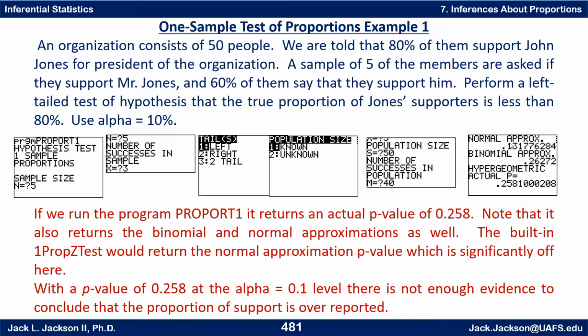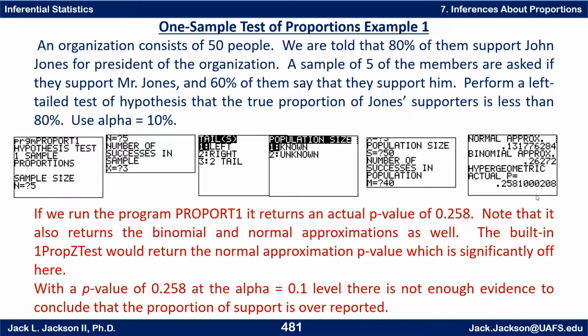Now, when we run this, it will return the normal approximation p-value. This is what it would return for a p-value if you did this as a one-proportion z-test. It's the same thing your calculator would return for that. But a better approximation would be if we assume this is binomial, and we get this p-value, and the actual hypergeometric is the actual p-value, which is this one at the end.